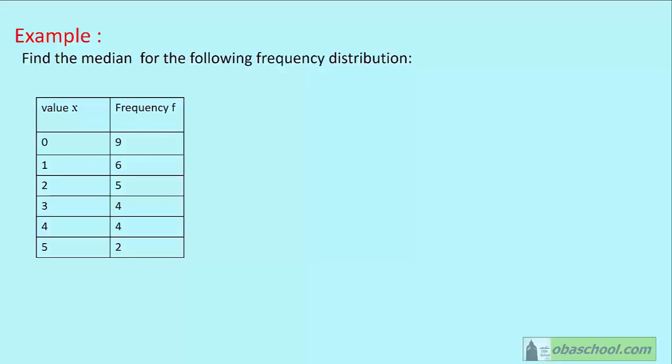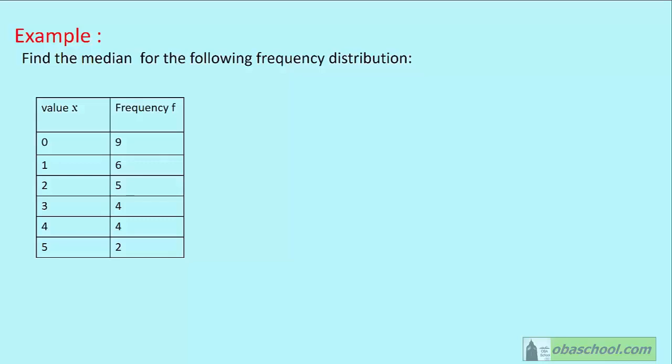In this tutorial we will be solving an example for the median. The example says find the median for the following frequency distribution. So we have a table of values and we have these values' frequencies. So we have values that vary from 0 to 1 to 2, 3, 4 and 5. And for each value we have a certain frequency.